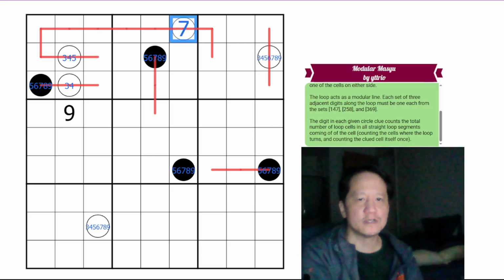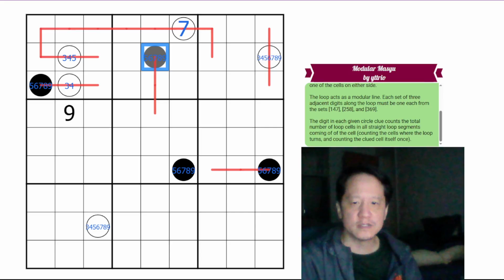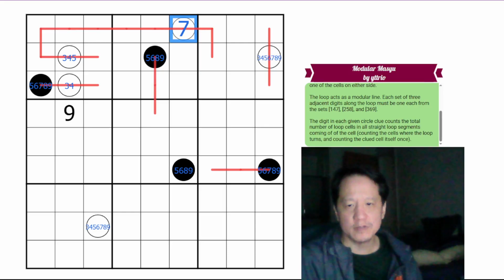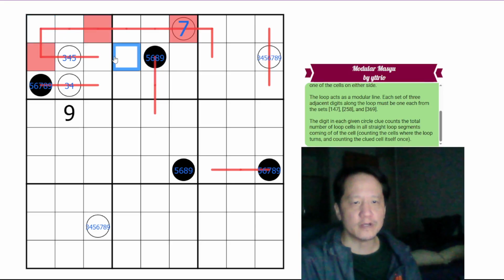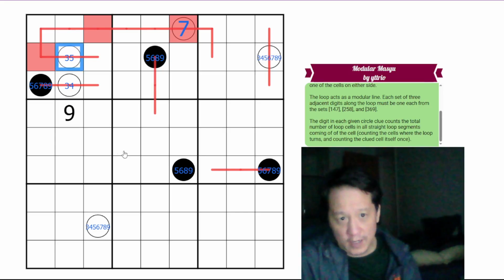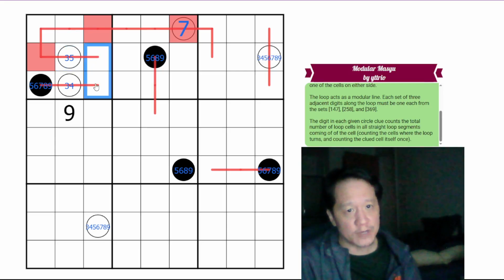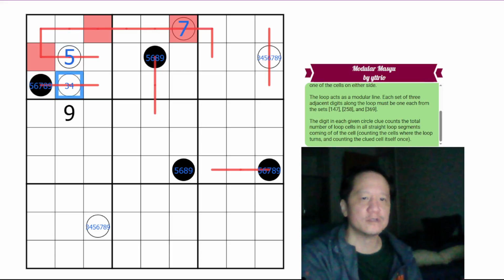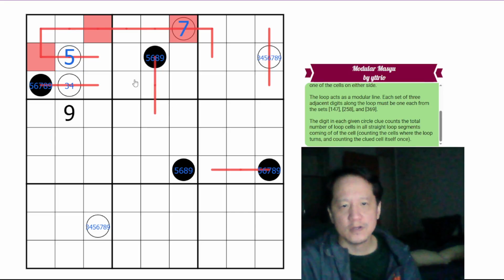So this is 7, which eliminates 7 here, and this can't be 7. So this must be red, which makes that red. 1, 2, 3, which makes that red. So this cannot be 4 here. This is 3 or 5. If this were 3, it would have to turn here, and that would connect here, and this would only see 3 also. So that doesn't work, so this can't be 3. This is 5. So that connects there.